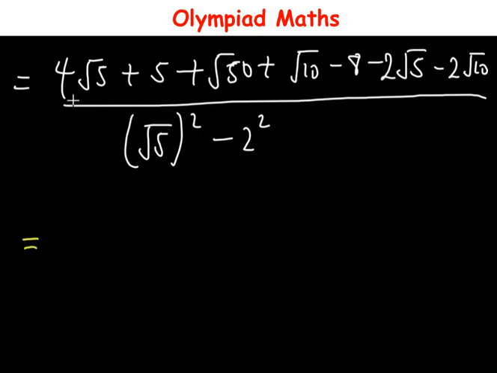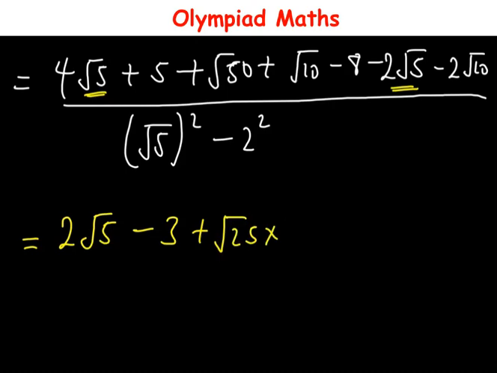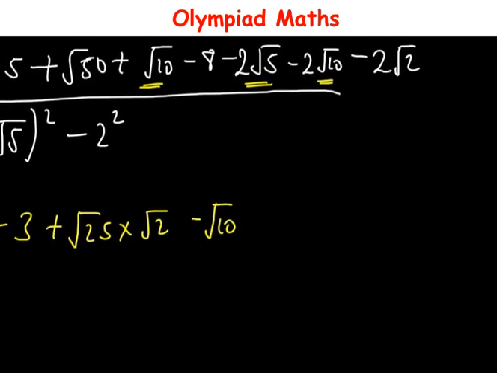Looking at this, we have 4 root 5 minus 2 root 5. This will give us a value equal to 2 root 5. Now plus 5 minus 8 will give us minus 3. Then plus root 50 can be written as root 25 times root 2. Then we have plus 10 right here. Plus 10 minus 2 root 10 will give us minus root 10. Then we also have minus 2 root 2.